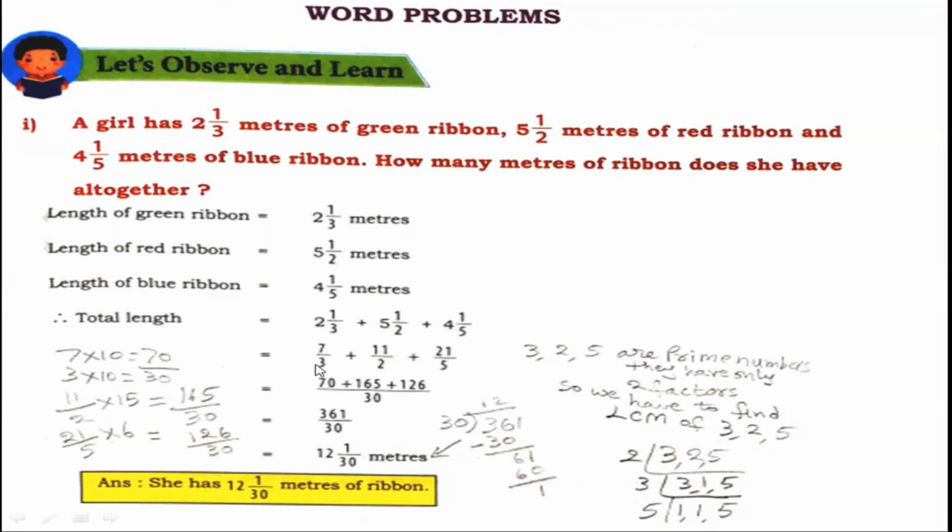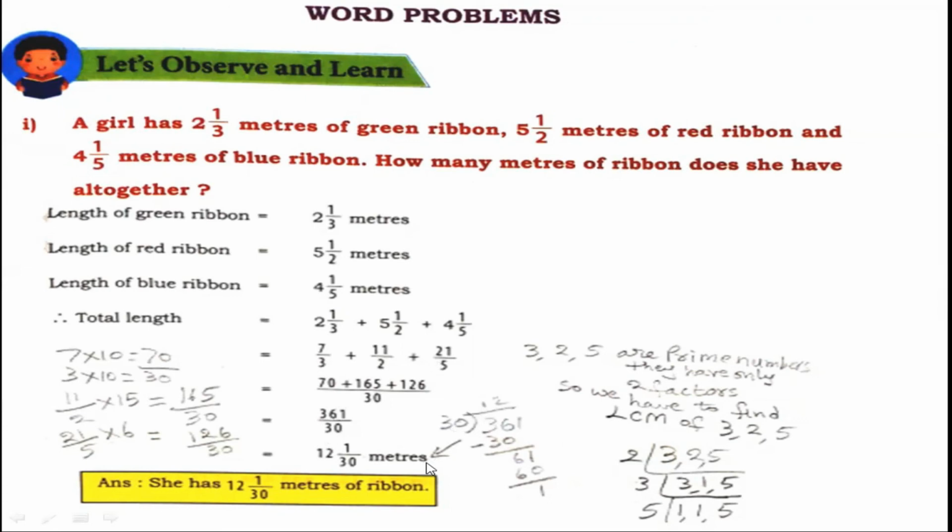7 by 3 into 10 is equal to 70 by 30. 11 by 2 into 15 is equal to 165 by 30. 21 by 5 into 6 is equal to 126 by 30. So the step came as 70 plus 165 plus 126 by 30. That is equal to 361 by 30. If we divide 361 by 30, our answer will come as 12 1 by 30.